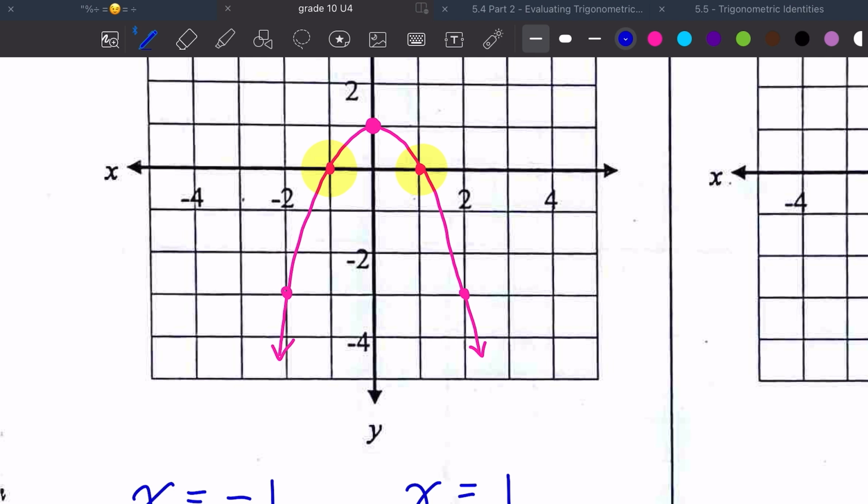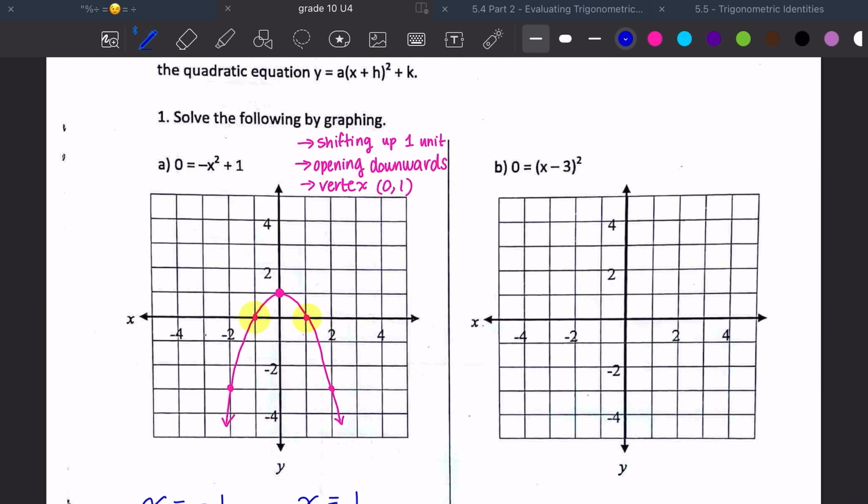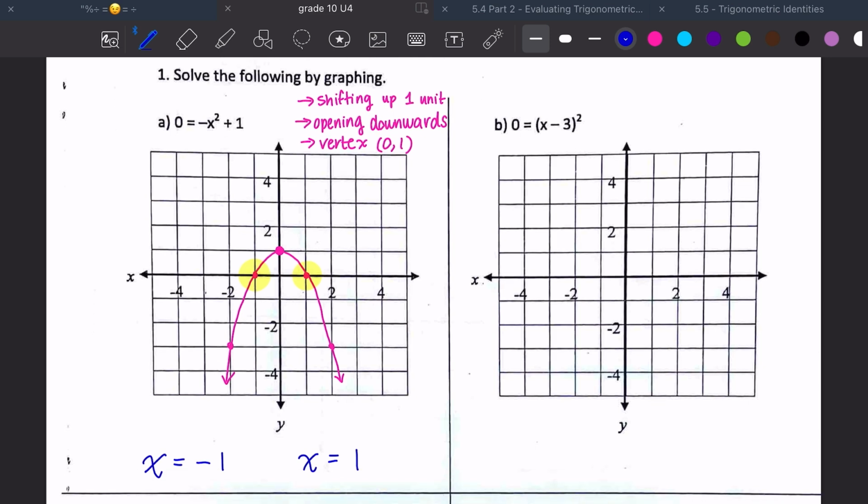It just wants you to state where you're crossing the x-axis. Those are your solutions. You don't have to do anything else. You don't even have to do these notes. I just put it there for you to practice.